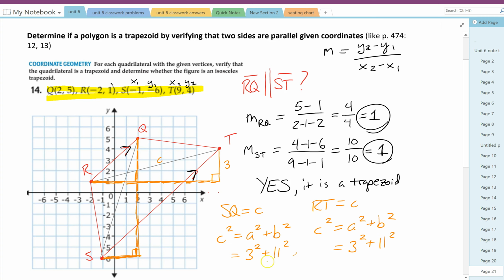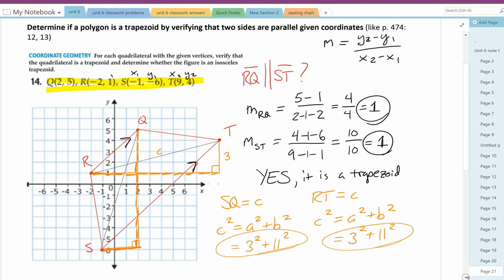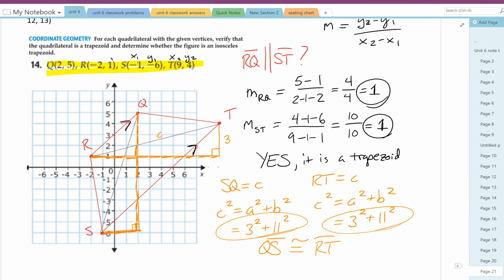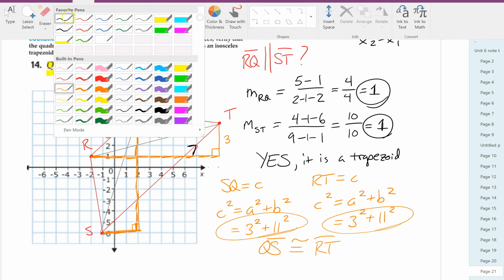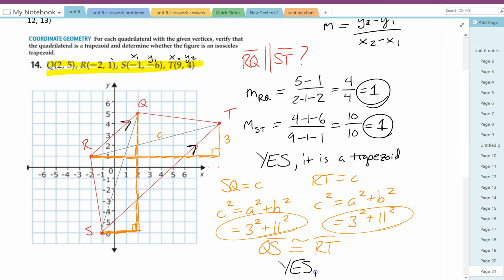I could keep going with the math, but I already know that 3 squared plus 11 squared is going to be equal to 3 squared plus 11 squared. And so I could figure out what that actually was and then take the square root of it, but I don't need to do that in order to be able to say that the two diagonals in that trapezoid are congruent. In other words, QS, that diagonal from Q to S, is congruent to RT, the other diagonal. And so the answer to the second question, is this an isosceles trapezoid, is also yes.